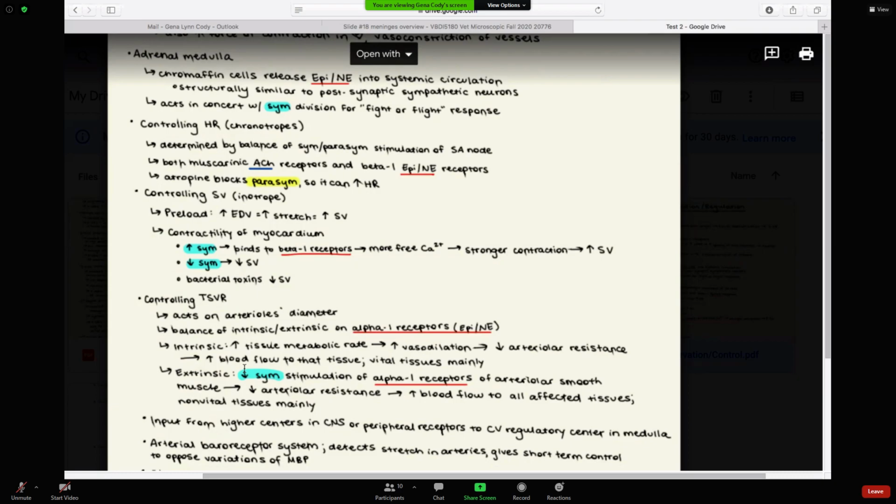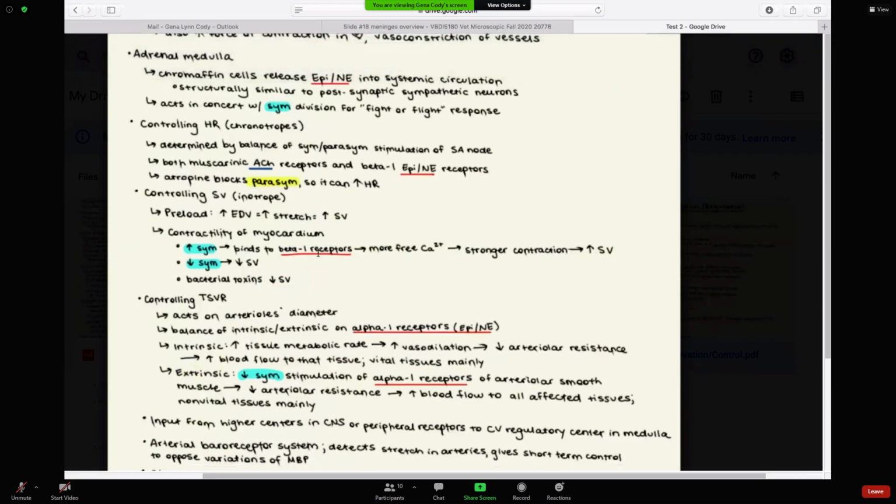The smooth muscles in the arterioles have innervation. So it's the balance of intrinsic, which just means in that specific tissue, or extrinsic, which is not localized, it's everywhere in the body. And it's still going to be epinephrine and norepinephrine, but now it's alpha-1 receptors. So beta-1 is in the heart, alpha-1 is in the vessels.